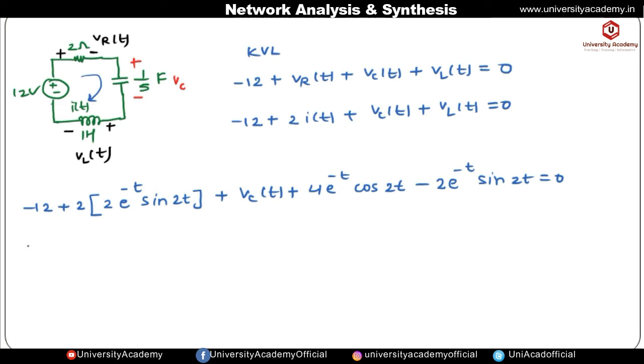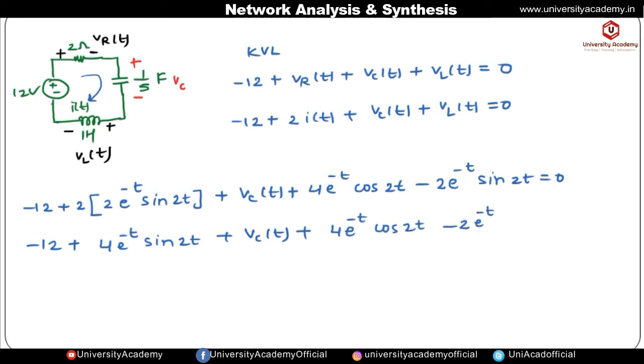So now you can rearrange and then you will get the answer. So it will be equal to 4 into e to the power minus of t into sine of 2t plus VC of t plus 4 into e to the power minus of t into cos of 2t minus 2 into e to the power minus of t into sine of 2t is equal to 0. Okay, so now we can combine these two terms, that is 4 into e to the power minus t into sine 2t and minus of 2 into e to the power minus t into sine of 2t. So from here we are getting the VC of t expression.